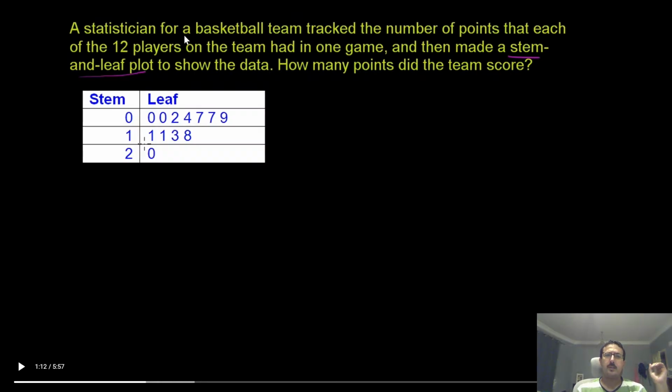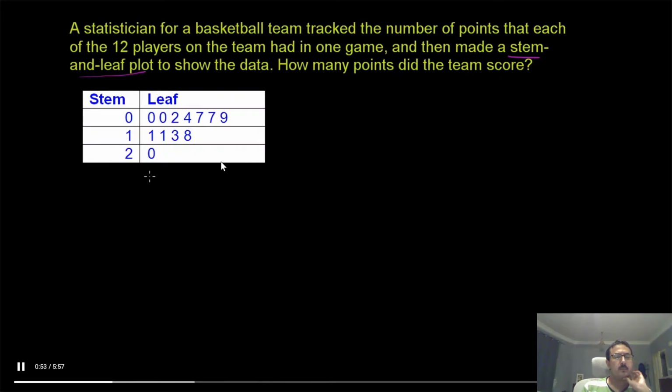Wait, it's this here. Okay. The 12th player on the team had their own game in the leaf plot to show the data. First did the team score. Stem and leaf. What does that mean? The team score. That maybe you're a little bit more used to understand. Of the 2 with a 0, useful about this, stem will contain all of the other digits.